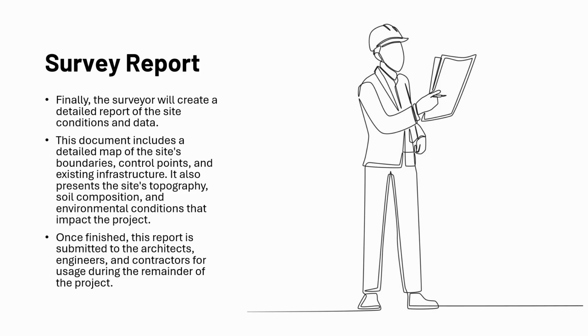And then lastly, we have our survey report. So finally, the surveyor creates a detailed report of the on-site conditions and data. You're going to create a report that includes detailed maps of the site's boundaries, all of its control points, existing infrastructure. It's also going to present the site's topography, things like soil composition and environmental conditions as required by the project. And again, when it's done, this is something that's going to go into the hands of architects, engineers, contractors, and utilized for the remainder of that project.